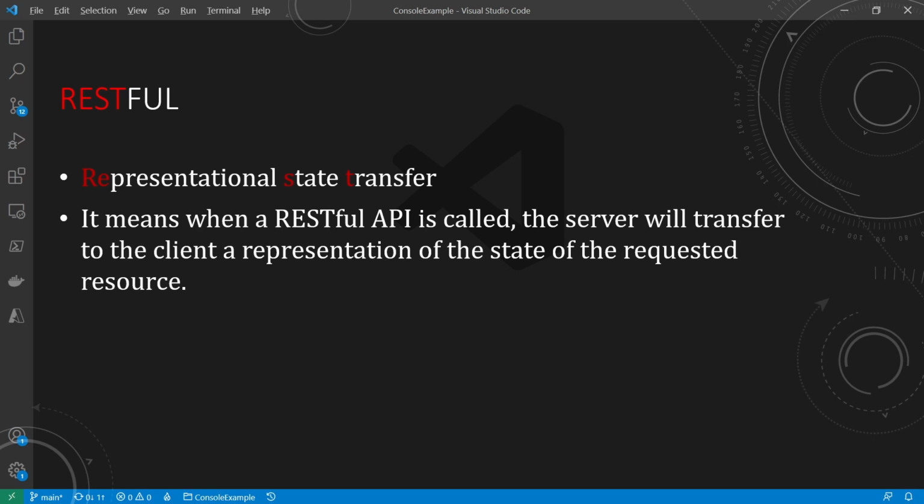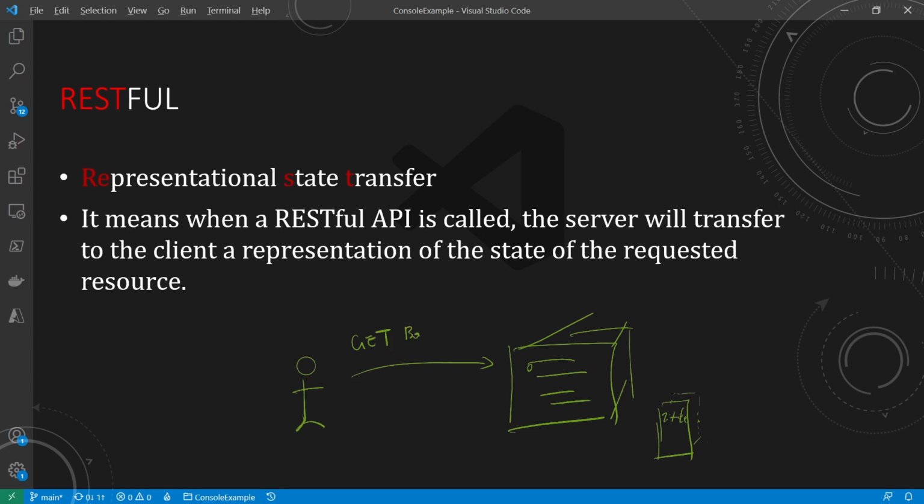So it's simple. For example, the client asks for a book. The book is a resource. And the server returns a representation of the resource. For example, title, author name, and the price of the book. And that is one representation of the book that this specific server returns. And if you have a service like that, that is a RESTful service.